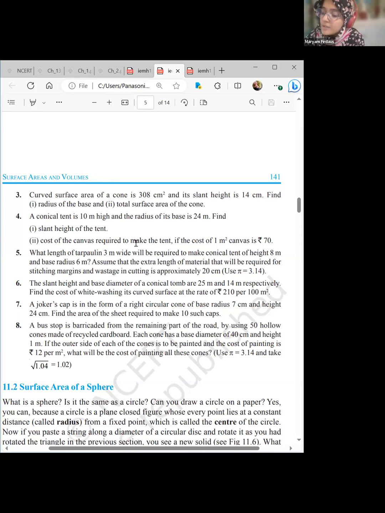So the fabric is going to be like this. There's going to be this roll of fabric, and it's going to have some predetermined width. In this case, that width is 3 meters.